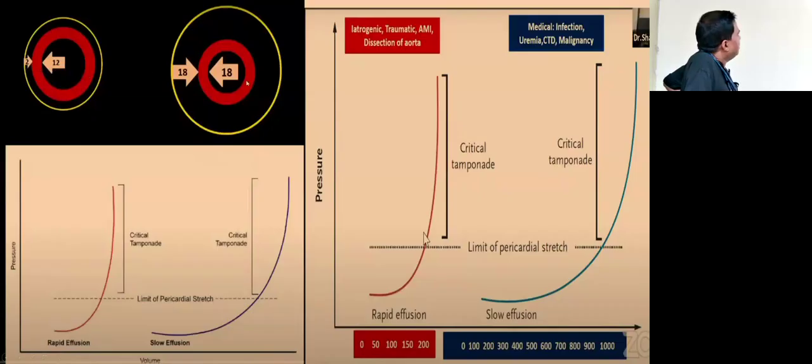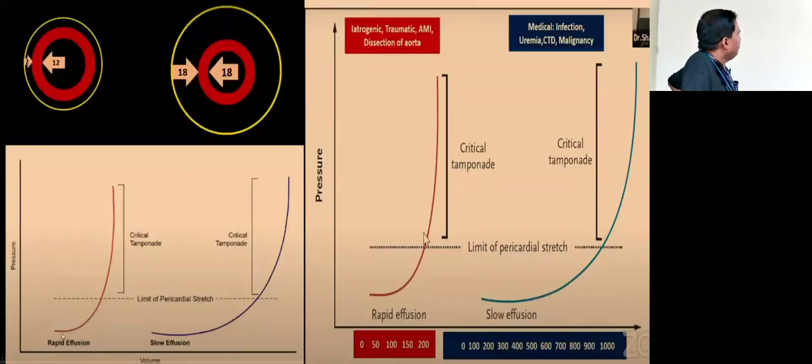And what they actually see is the transmural pressure. The transmural pressure is the difference between the LV filling pressure and the pericardial pressure. See here it is 10, here it is 0. So if it is coming closer and closer, that is actually going for an impending tamponade in a chronic situation where there is slow effusion.